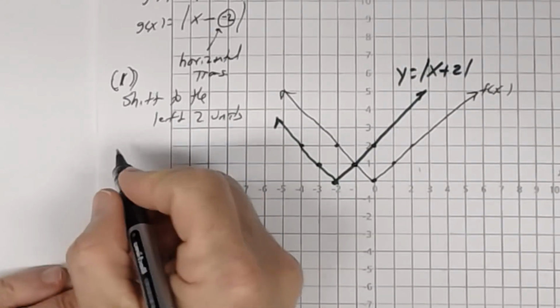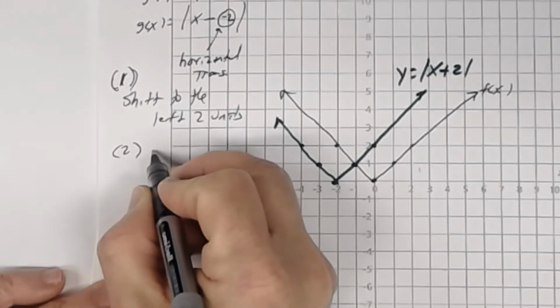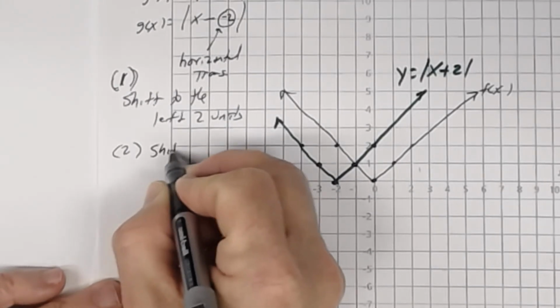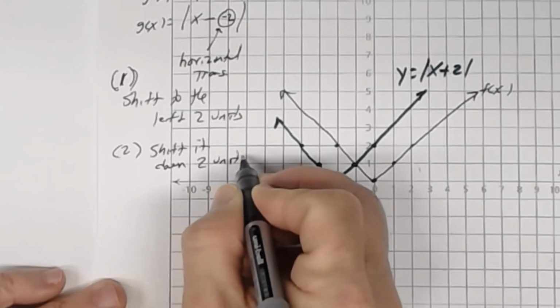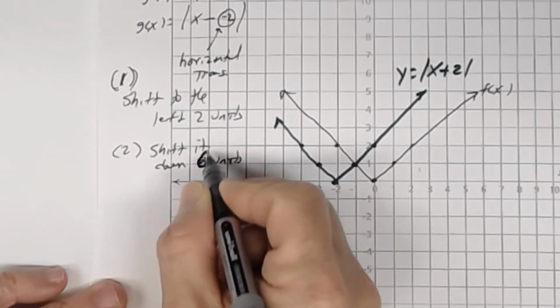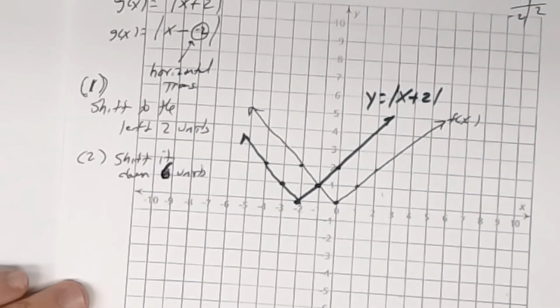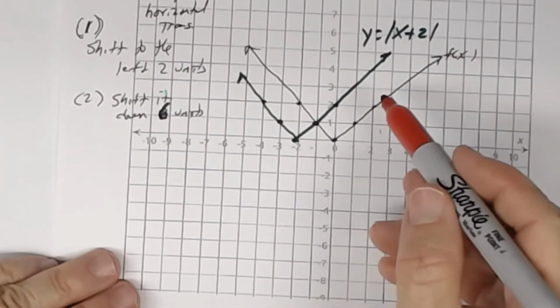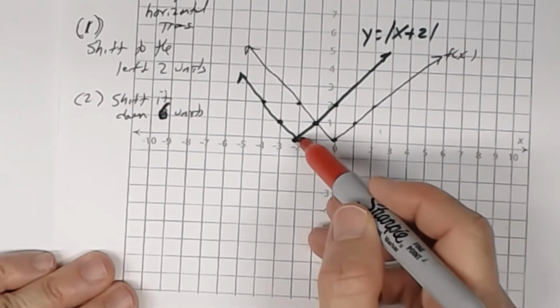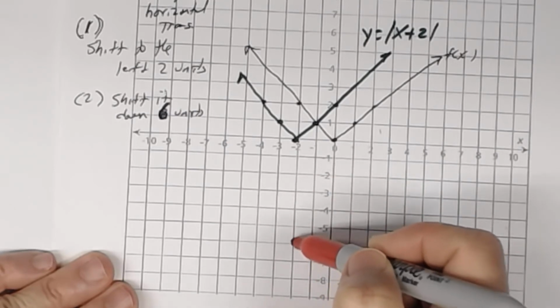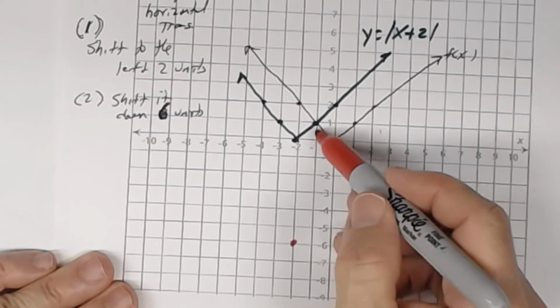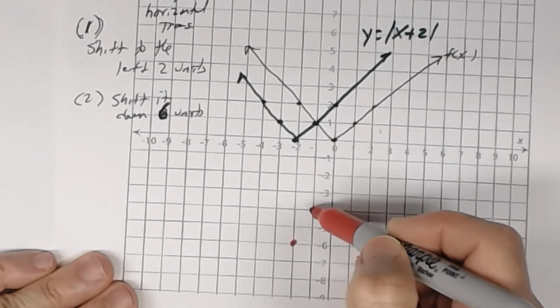All right, so the second thing you're going to do is shift it down 2 units. I'm sorry, 6 units. Shift it down 6 units. So I'm going to use a red pencil. And so the vertex, I'm going to shift down 6 units. 1, 2, 3, 4, 5, 6. Then over here, 1, 2, 3, 4, 5, 6.